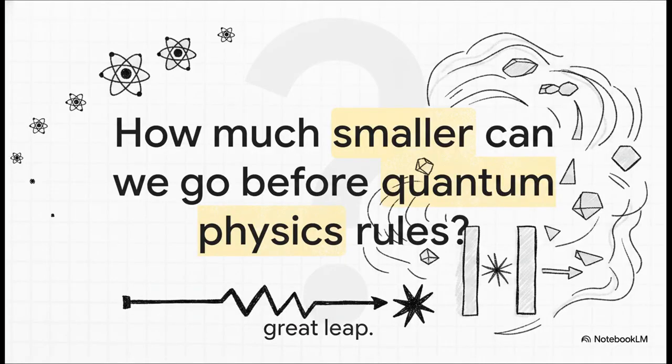Which leaves us with a massive question to wrap up this explainer. We are making these smart valves so incredibly tiny that they're now just a few atoms wide. So how much smaller can we possibly go before the rules of quantum mechanics shift beneath our feet and electrons just start teleporting straight through our closed gates? That physical limit is fast approaching, and overcoming it, well, that's going to be the next great leap in technology.